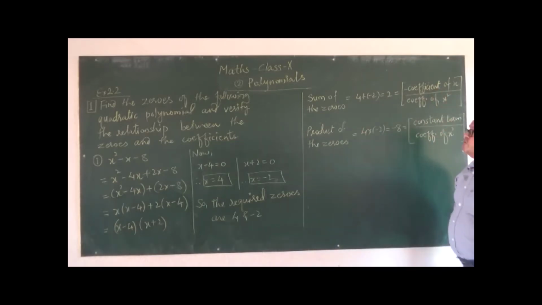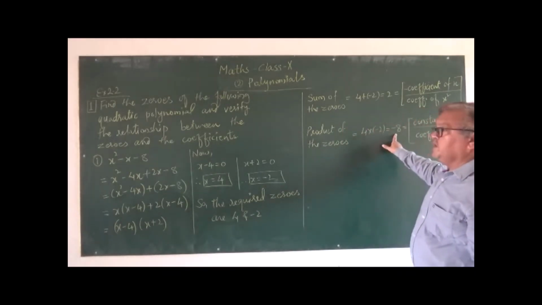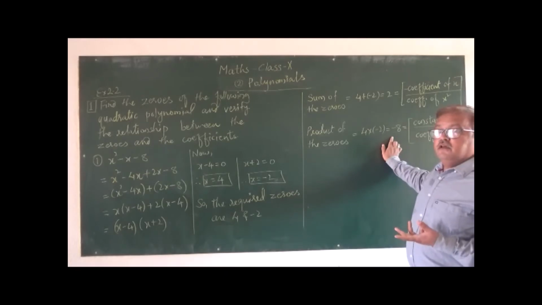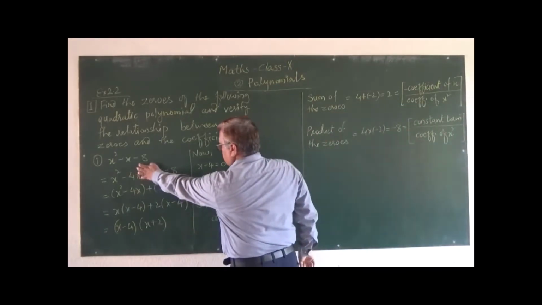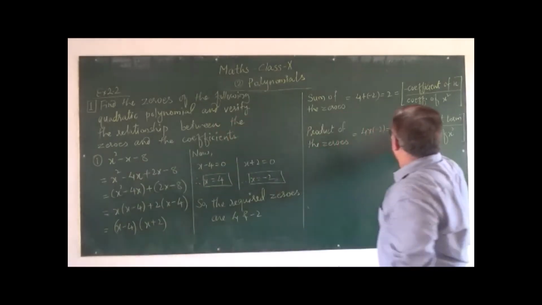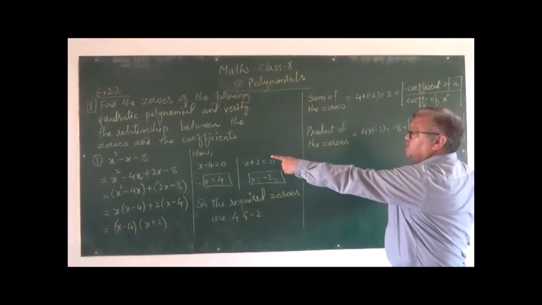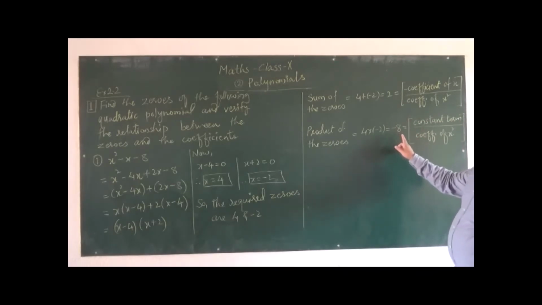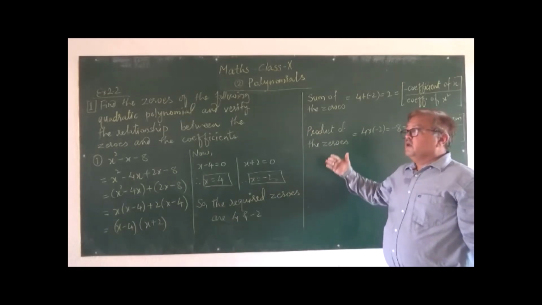Same way, product of the zeros. What is the product of the zeros? Multiply this: 4 into minus 2 is minus 8. But as per theory, the product of the zeros is c upon a. What is c? c is the constant term. So what is the constant term here in this quadratic polynomial? Minus 8. Constant term is minus 8 upon the coefficient of x square, which is 1. So minus 8 upon 1 is minus 8. So this is the verification we have done. You can practice similar sums.